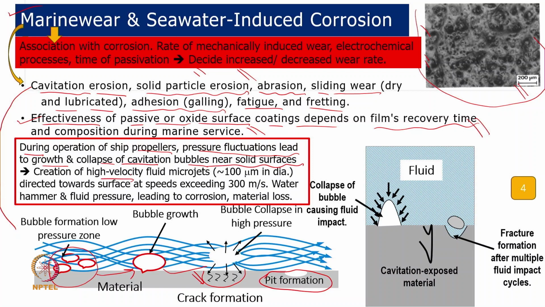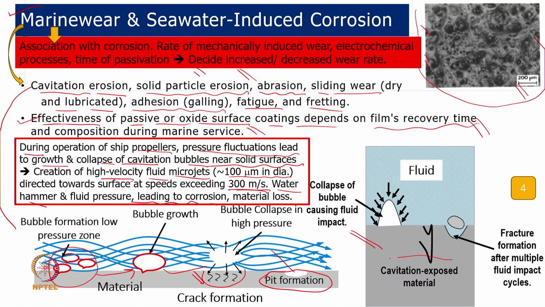The creation of a high velocity fluid microjet, whenever a bubble is collapsing, there will be many jets because of the bubble collapse. There will be a fluid microjet, maybe roughly 100 micron in size, moving at a velocity of roughly around 300 meters per second. That's a high impact, and because of this water hammer, it will cause formation of pits as well as corrosion, and material loss. To some extent, the similar phenomenon has been shown over here.